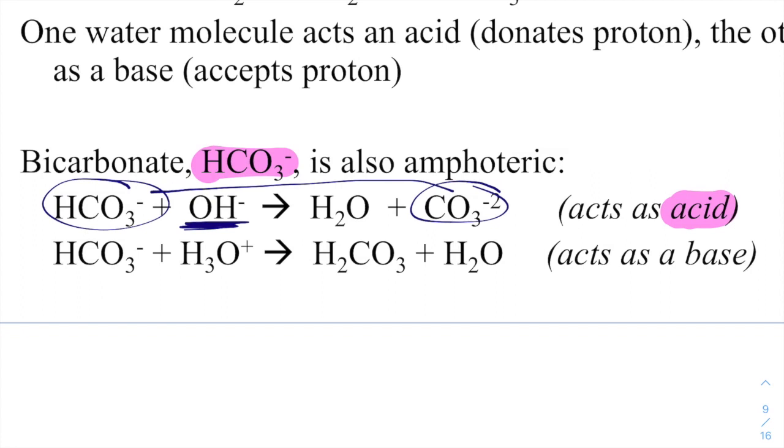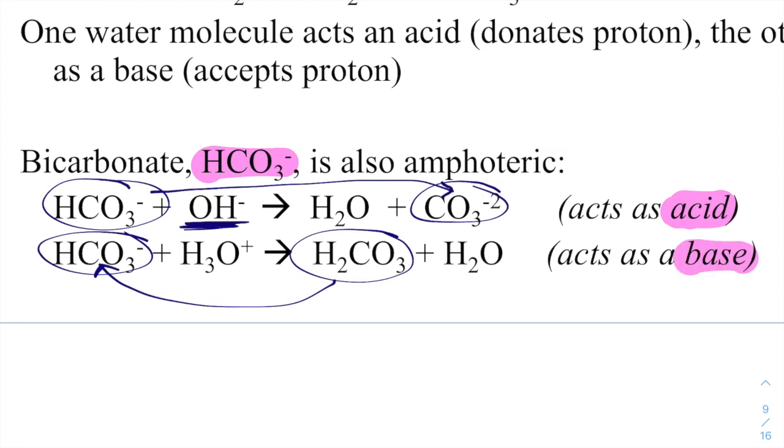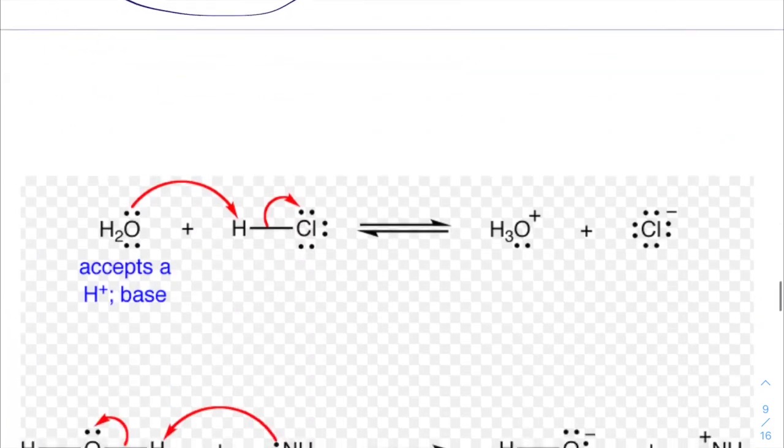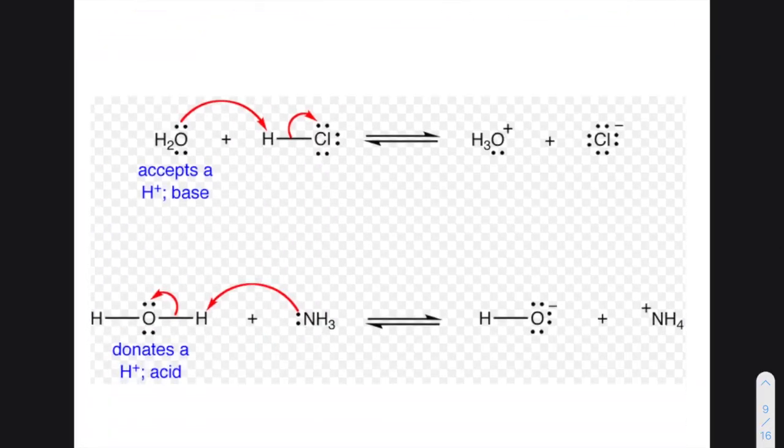But if you look at the second example, bicarbonate becomes H2CO3, which means in this case the bicarbonate actually accepted the H plus, so it acts as a base. And those are called amphoteric substances. And there's a picture in your notes that will explain that. So that is the introduction to acid and base terminology and properties.